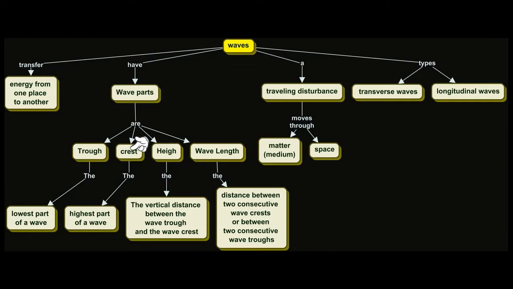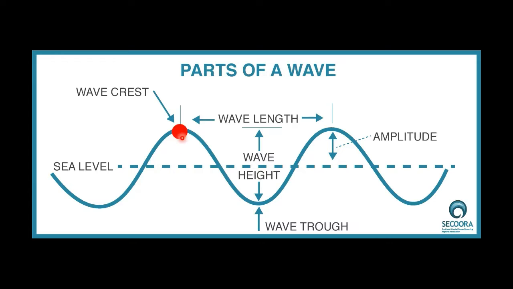Now opposite to the trough is called a crest. The crest is actually the highest part of a wave. That is why the crest is the opposite of the trough. So earlier, this red dot is situated in the trough. Now, this red dot is situated in the wave crest. Again, the wave crest is actually the highest section of a transverse wave.